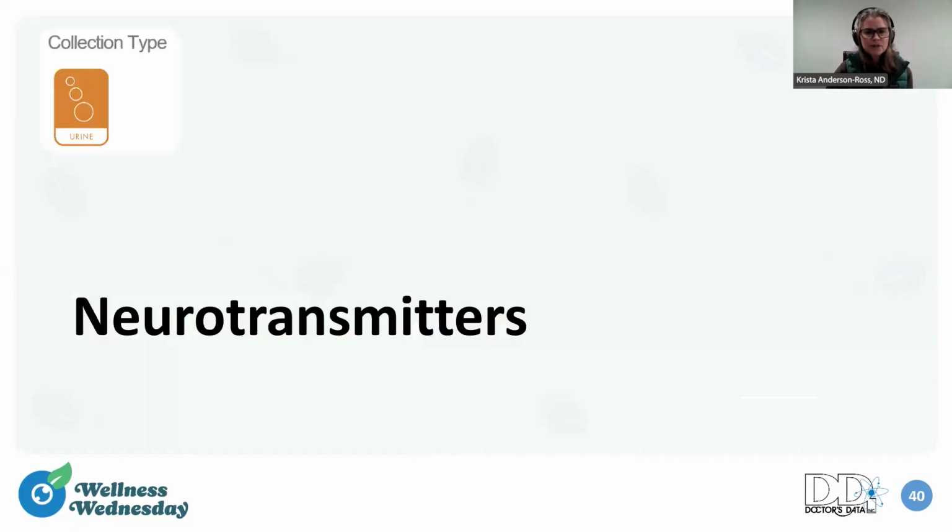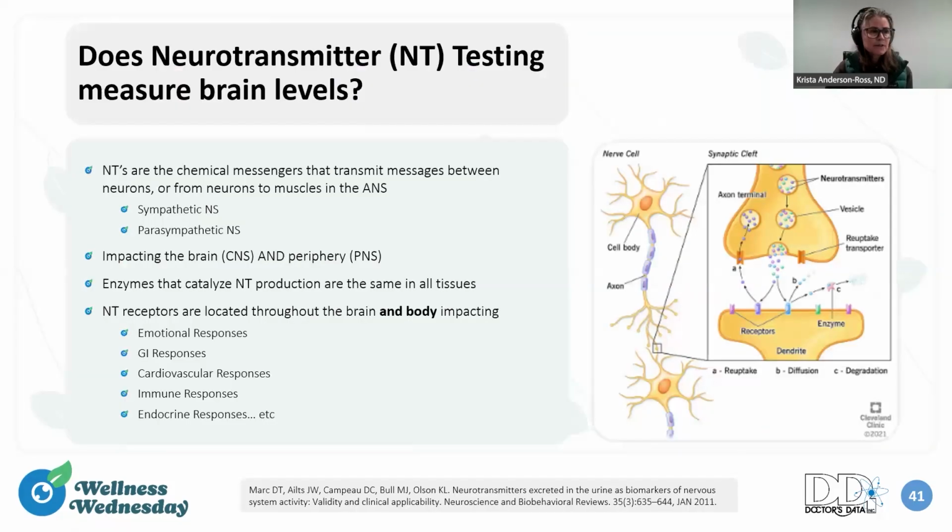So now let's move on to neurotransmitters, which is also a urine test. It's a very common misconception that neurotransmitters only act in the brain. In reality, they're chemical messengers of the autonomic nervous system with receptors throughout the entire body. They're produced and used in both the central and peripheral nervous systems, and they're catalyzed by the same enzymes everywhere. So while we can't measure the synaptic levels without a spinal tap, the urine is going to reflect whole body production, and it correlates well with symptoms.